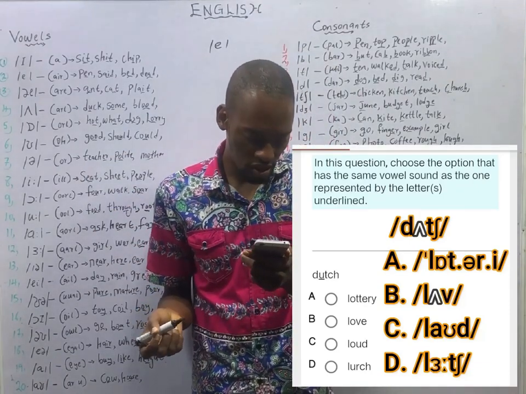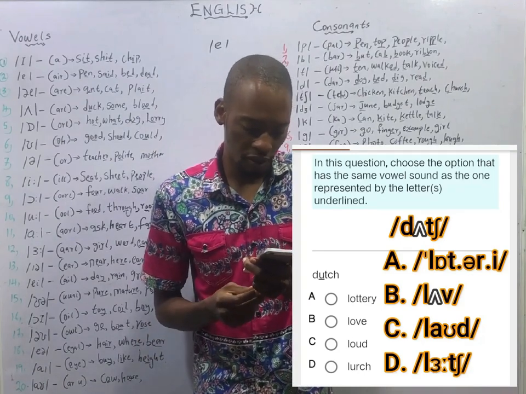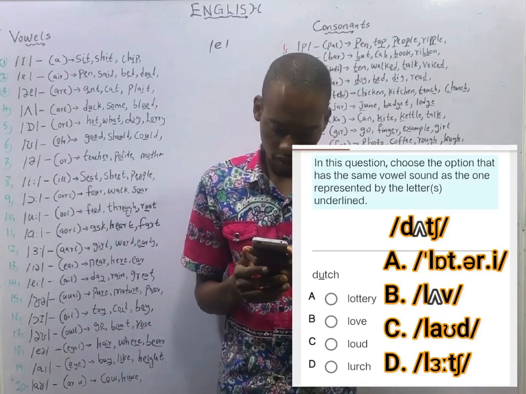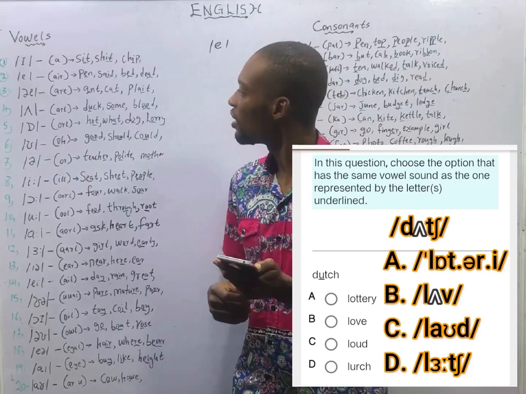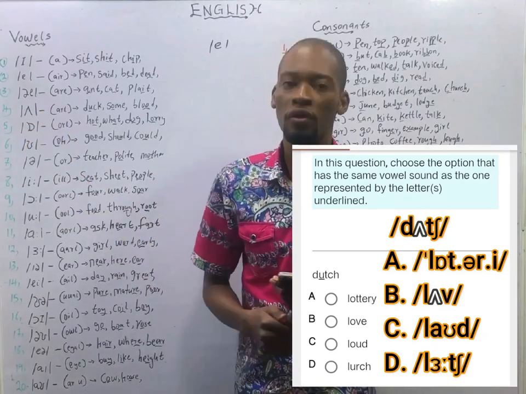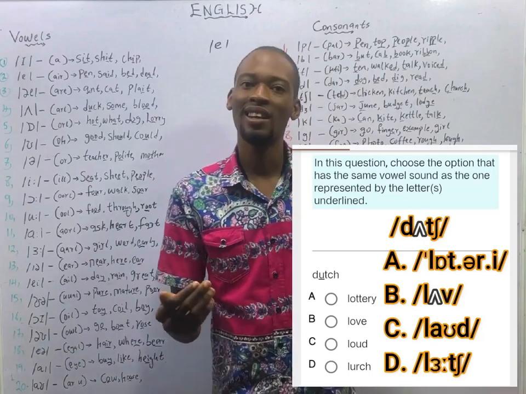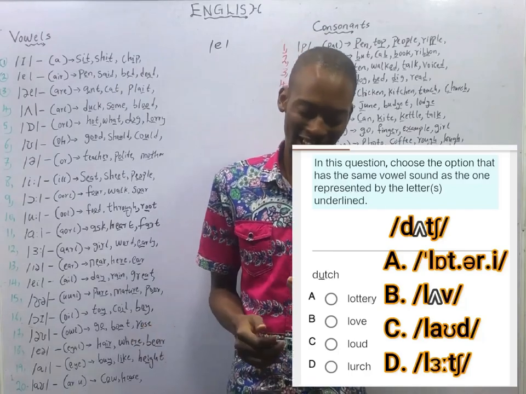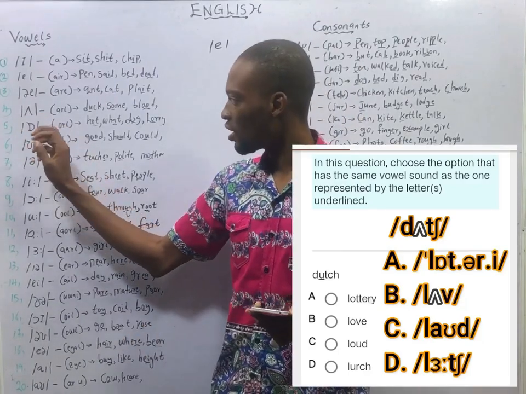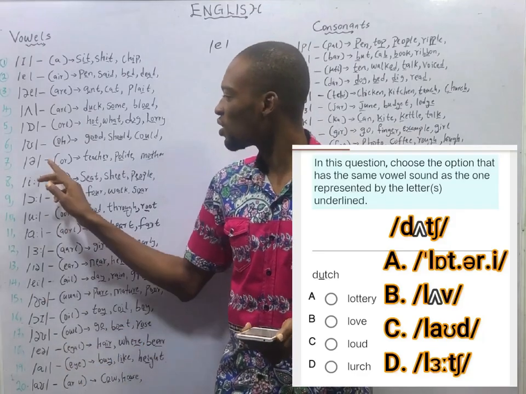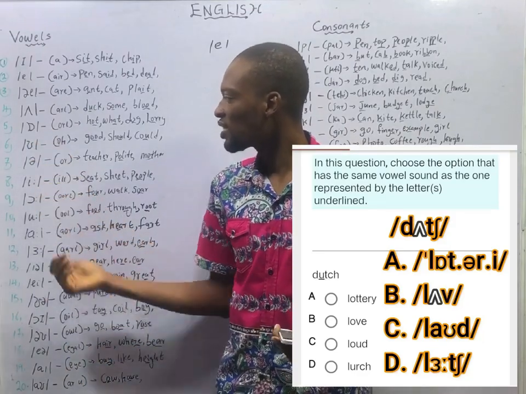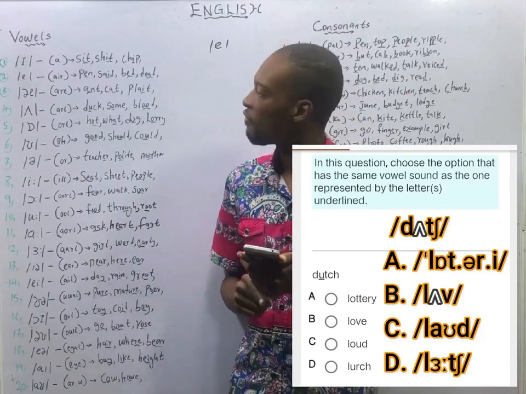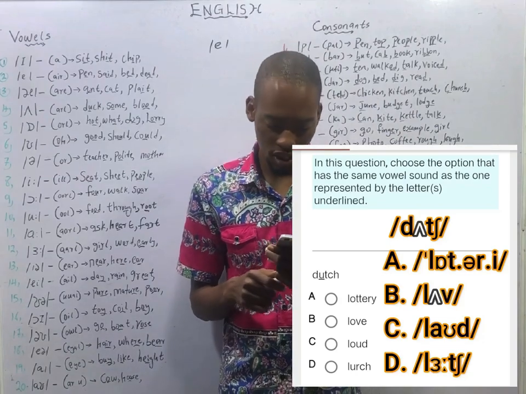And when you take a look at the options, we have lottery. Lottery has the R sound. The next option is love. Love has the R sound. It is not love, don't be a local boy or local girl. It is love. I love you. So love has the R sound. By the time you say love, you are not giving the R sound, making it wrong. So love has the R sound, which means love and Dutch have the same sound.